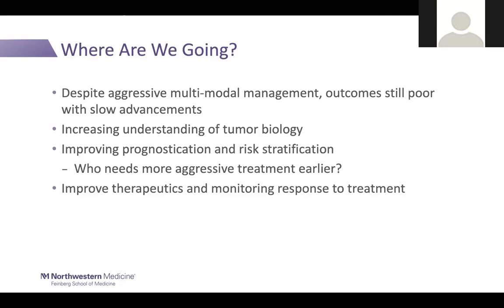But I think the important thing is where do we go from here? Where are we going? Us and every group around the world is doing a lot of interesting and important work, because despite all this aggressive treatment that we have done, outcomes are still not great. The advancements have been relatively slow. Every decade or so, there's been maybe an additional treatment. So we're trying to do better.